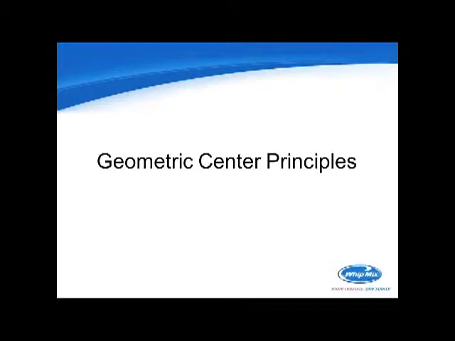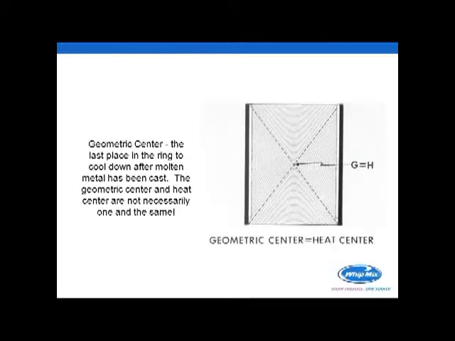All right, now for just a moment, let's talk about the geometric center principles. These are very important because they will change what happens to your alloy once it gets into the investment. A lot of problems are blamed on the investment when often it is a problem with the geometric center principle. The geometric center is the last place in the ring to cool down after the metal's been cast, and that is just about exactly the center of a ring, as you can see drawn here on the screen. But it can change, and let's talk about that.